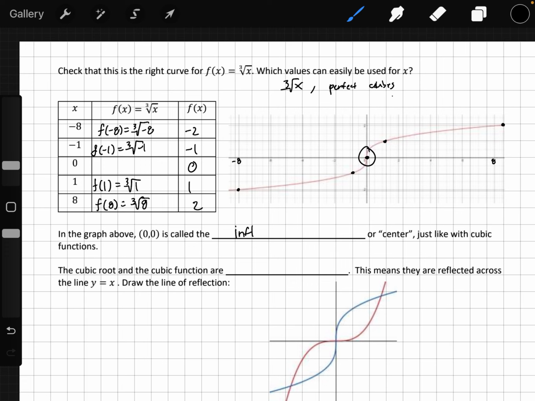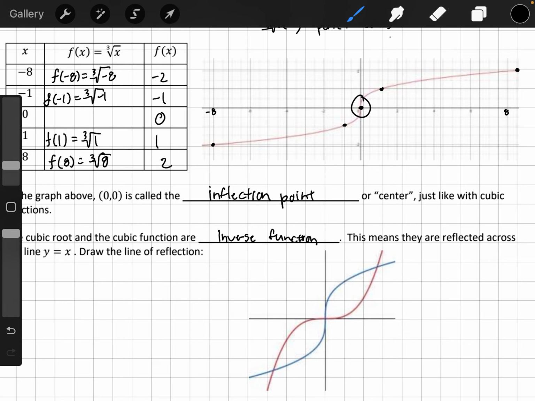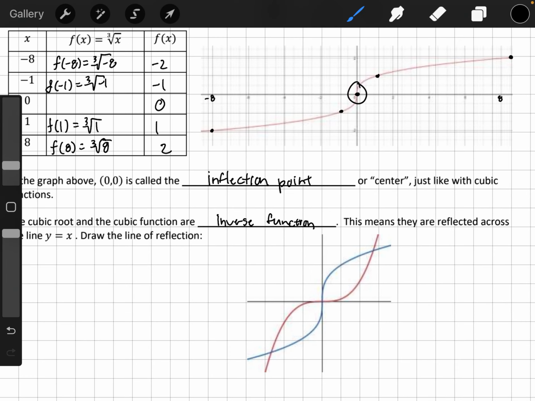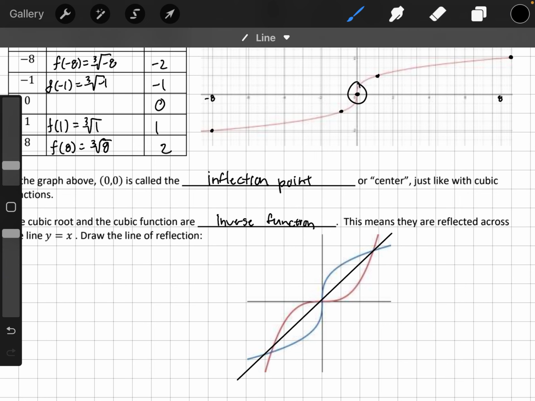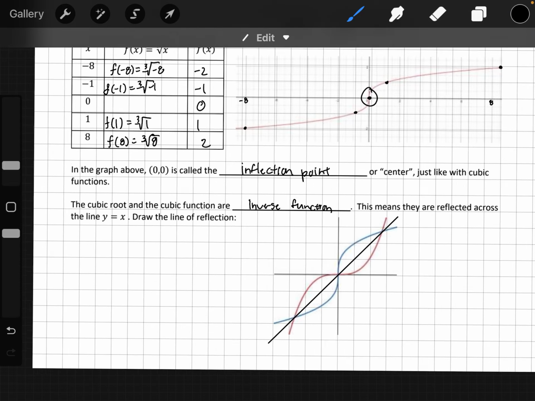So in the graph above, the point 0, 0 is called the inflection point, which is the same as the center with cubic functions, or the vertex of a quadratic. The cubic root and cubic functions are inverse functions, and it means that they're reflected across the line y equals x. So we'll draw the line, and y equals x is just a linear function.